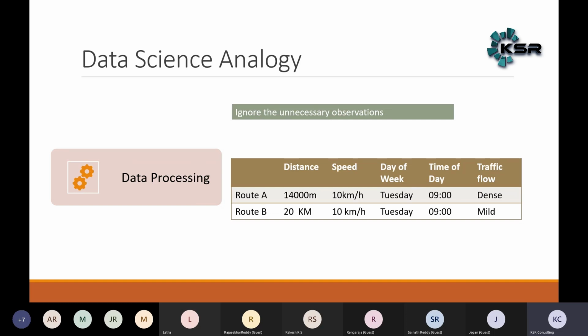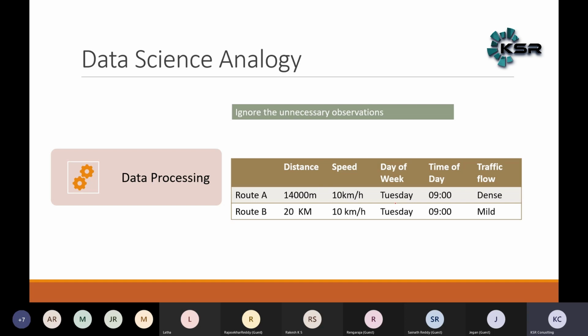It ignores the unnecessary observations, which means removing the unwanted information. Whatever information is not required, we are going to remove it. So now we remove the unwanted information.